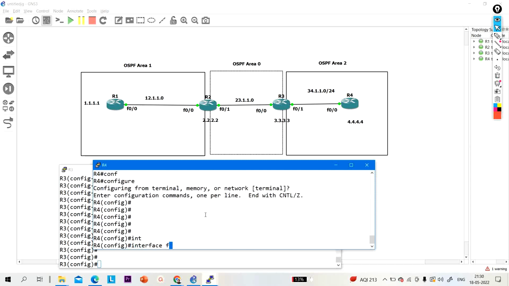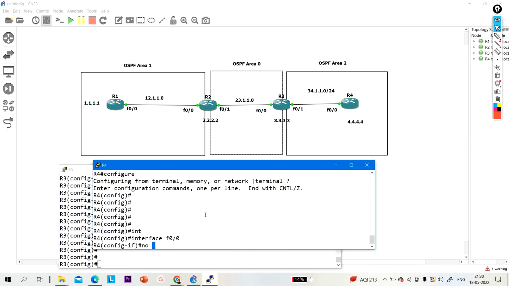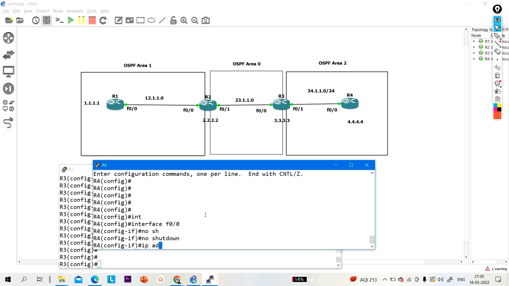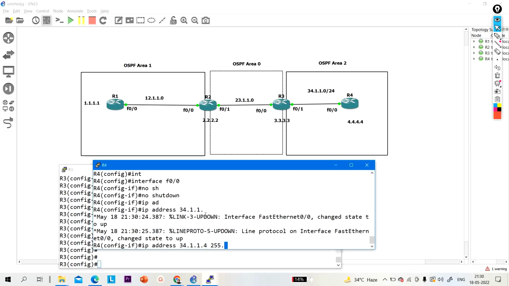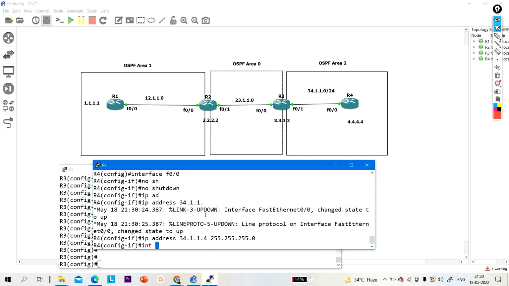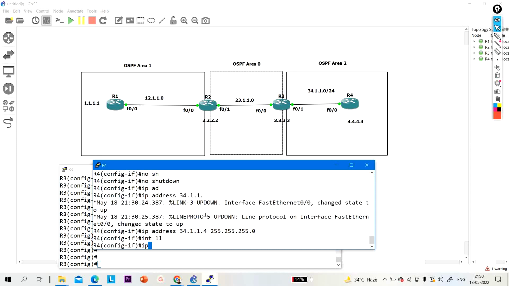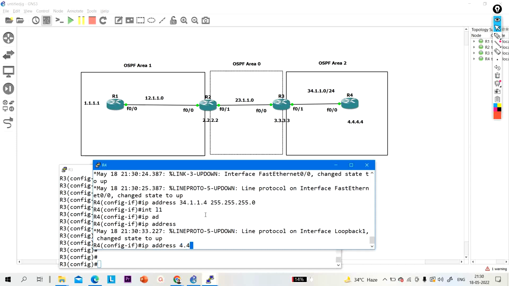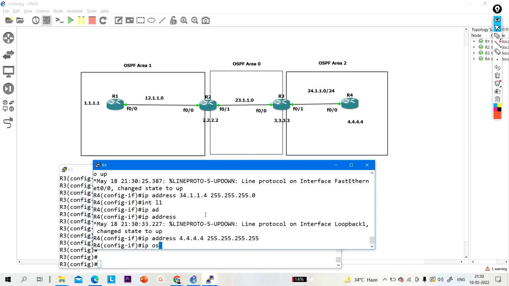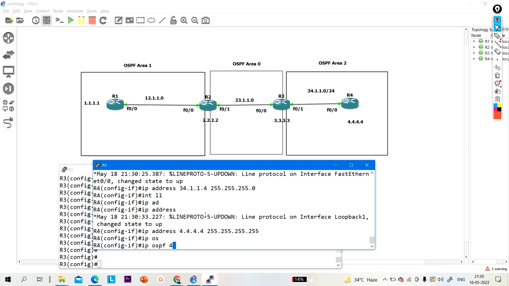In the same way, now let me configure OSPF on R4. Interface F0/0, no shutdown. IP address will be 34.1.1.4, 255.255.255.0. Interface loopback 1. IP address will be 4.4.4.4, 255.255.255.255. IP OSPF process ID 4.